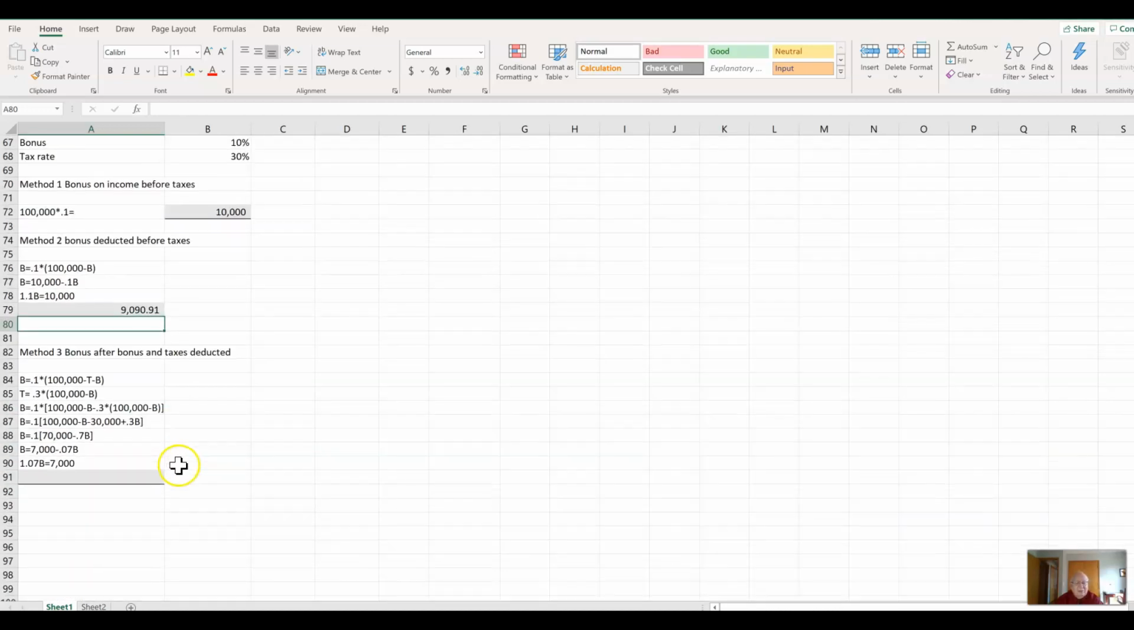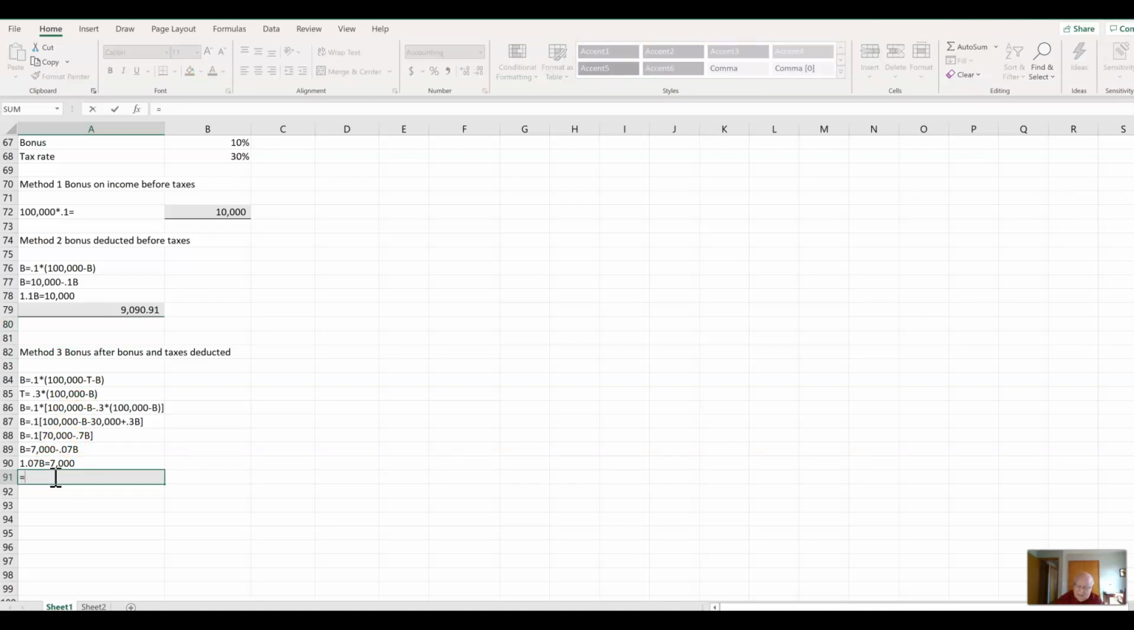Okay. Method 3 is the most common one. This is the bonus is given to you after the bonus and taxes are both deducted. So what you have is 10% of 100,000 minus the tax minus the bonus. And the tax, then, the 30% tax rate was given up here. So you have 0.3, which is 30%, times 100,000 minus the bonus, because the bonus is deducted. So then you substitute, you know what T is, you put in 0.3 times 100,000 minus B for T, then you come all the way down through here by your math.